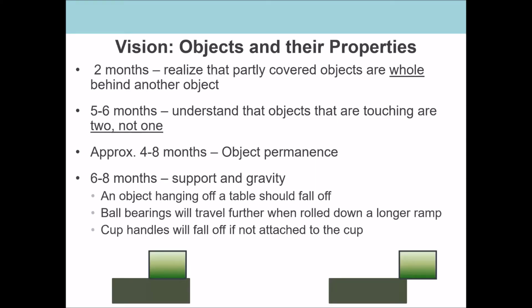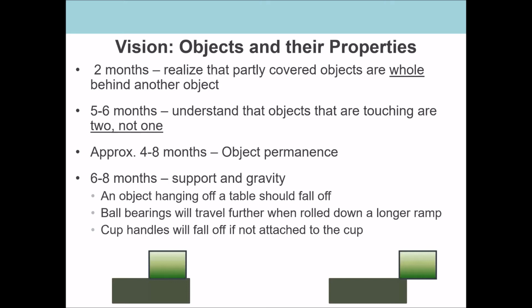Just a little bit more about what objects see, but then also what they understand about the world. This overlaps a little bit with cognitive development, so we'll be coming back to some of these ideas. At 2 months, they realize that partly covered objects are actually whole behind another object. At 5 to 6 months, they understand that objects that are touching are two objects and not simply one object, so they're starting to perceive boundaries between objects.